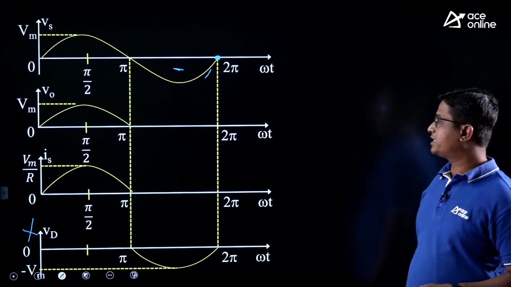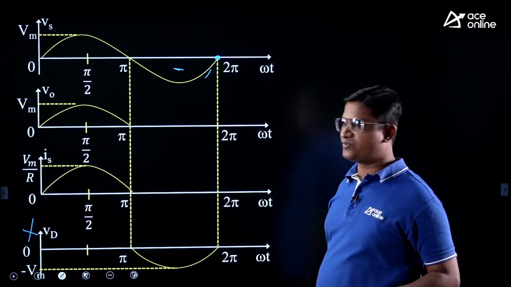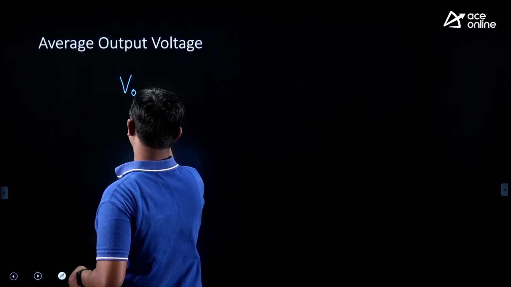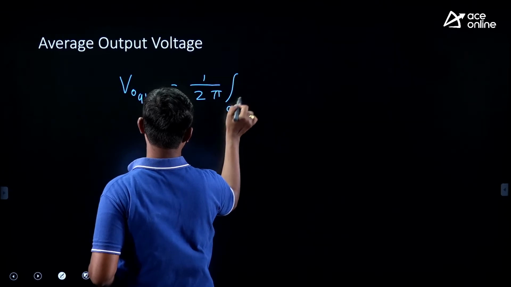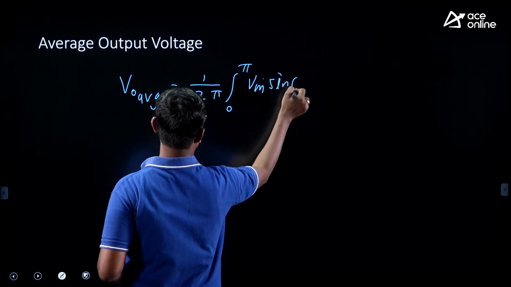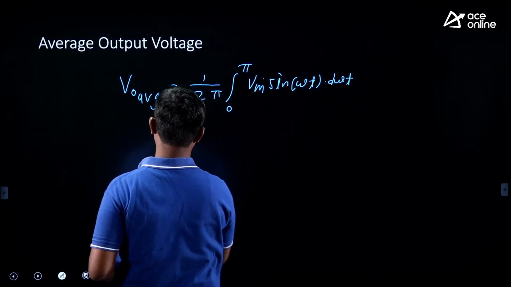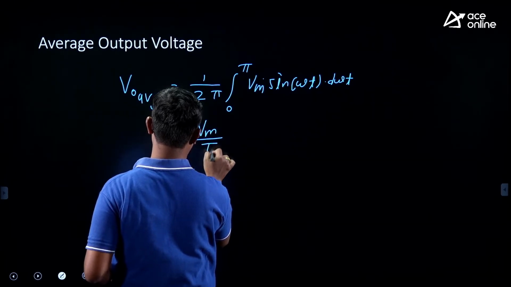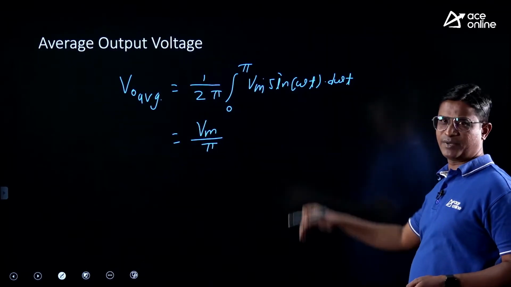Alright. Next, average output voltage. The expression is important. What is V0 average? You might have come across how to derive the V0 average. It is 1 by 2 pi integration 0 to pi Vm into sin of omega t into d omega t. If you simplify it, you will get Vm by pi, right? Vm by pi, V0 average. It is simple, okay?